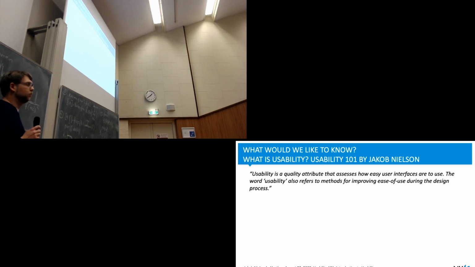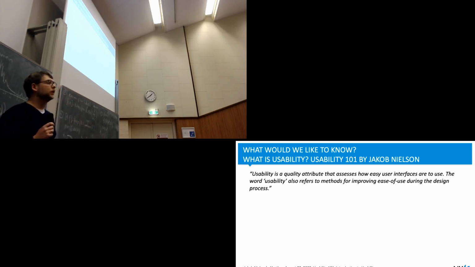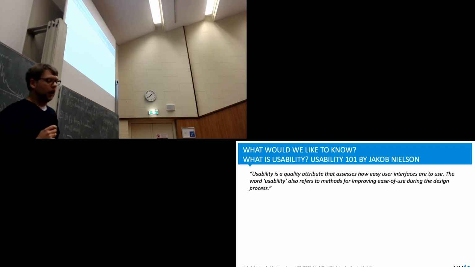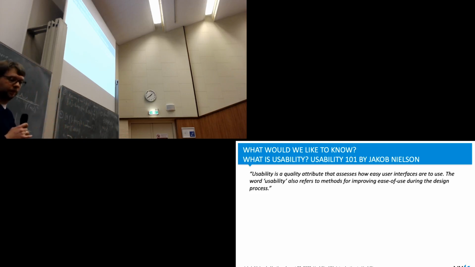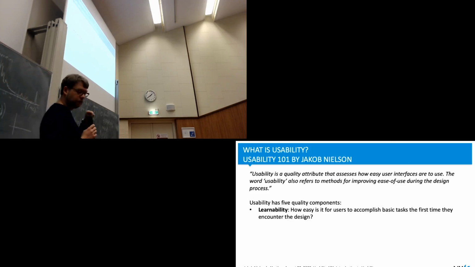This leads to the term usability, and usability is simply the quality of a product or a service, how easy it is to use. It's also referred to during the design process to achieve an easy-to-use product. And when we look at Nielsen, he defines 5 components of usability.